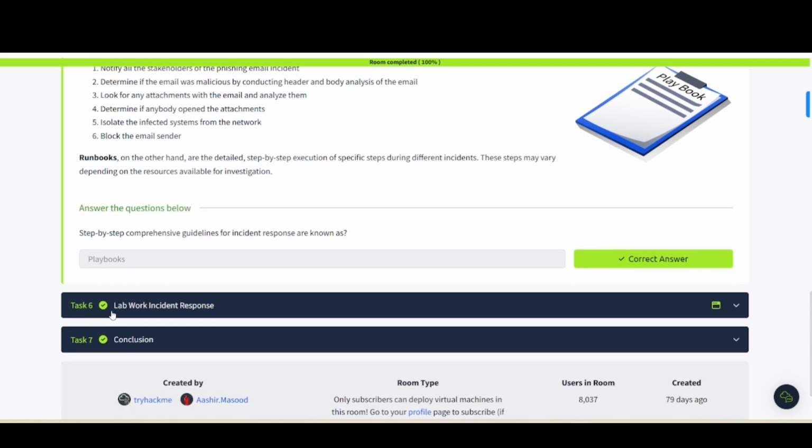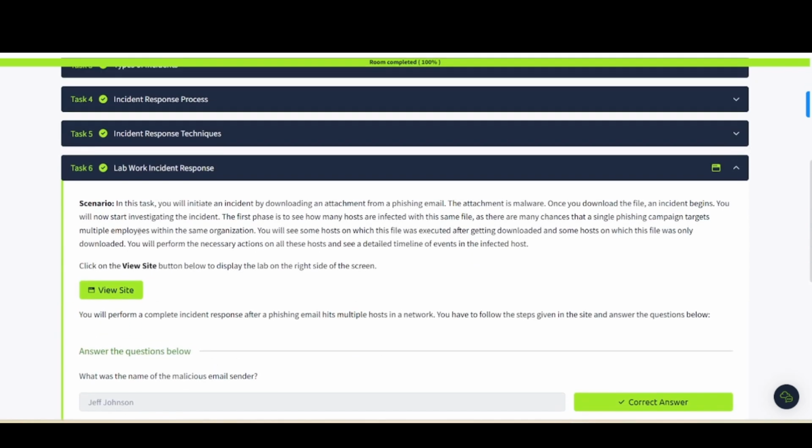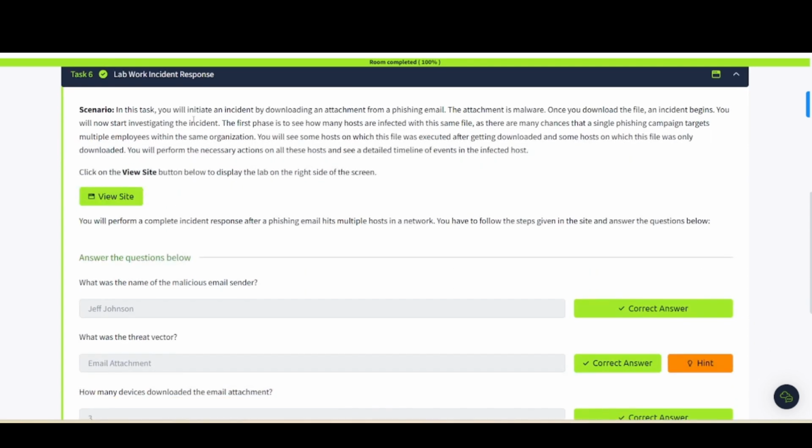And let's see, task number 6, we're going to talk about the lab work incident response scenario. In this task, you will initiate an incident by downloading an attachment from a phishing email. The attachment is malware. Once you download the file and an incident begins, you will start investigating the incident. The first phase is to see how many hosts are infected with the same file, as there are many chances that a single phishing campaign targets multiple employees within the organization. You will see some hosts on which this file was executed after getting downloaded and some hosts on which this file was only downloaded. You will perform the necessary actions on all these hosts and see a detailed timeline of events in the infected host.